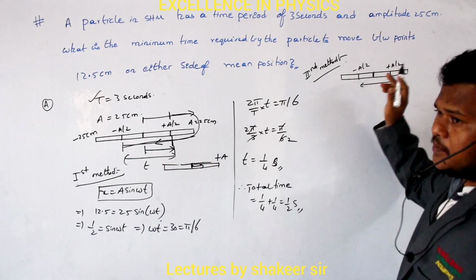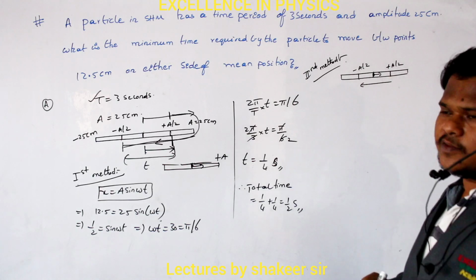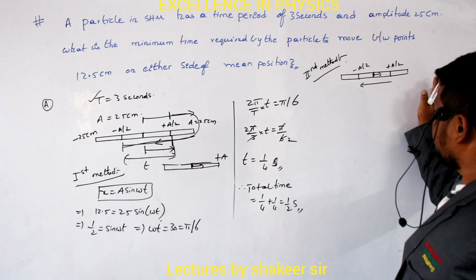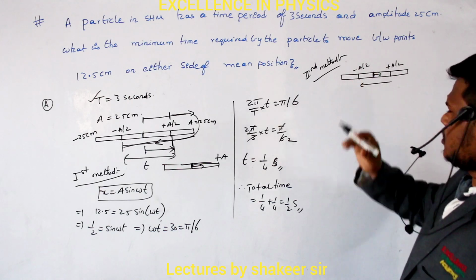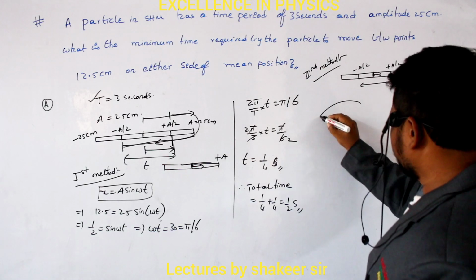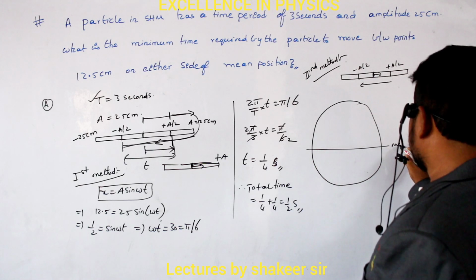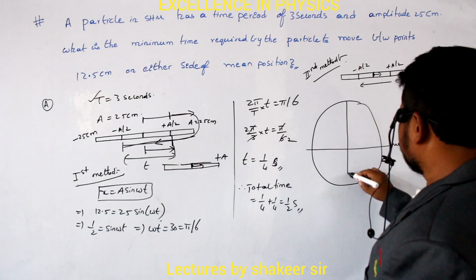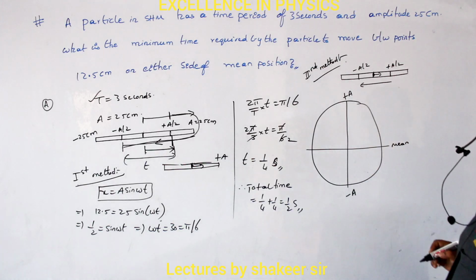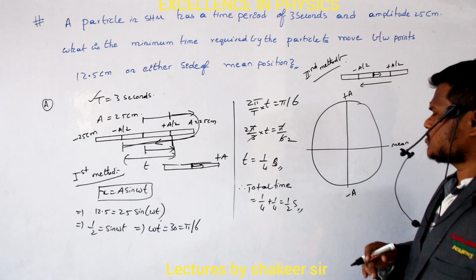Body should have started from the mean position initially. Body should have started from the mean position towards positive extremity. Therefore, first of all, it should have reached the maximum position. Now it is returning from the maximum position to the mean position. Clear? So how can I draw a circular diagram of this? Let us see. This is the circular path in which the particle is moving. This is the mean position, this becomes plus a, and this becomes minus a. Now the question is, where shall I mark the points from where to where the particle is moving?